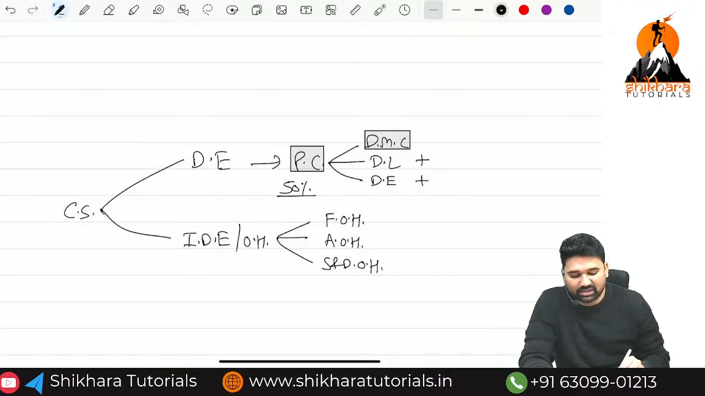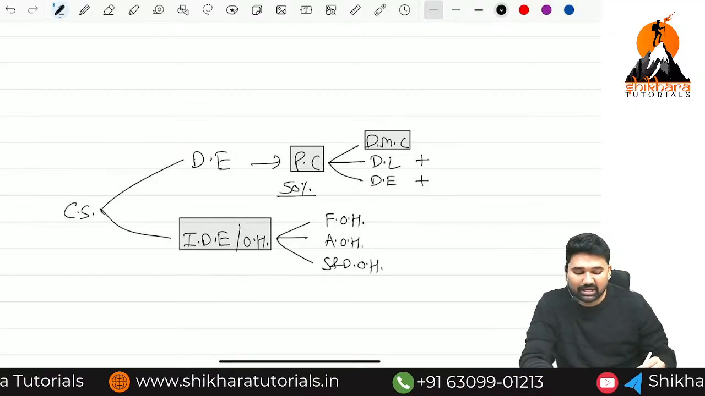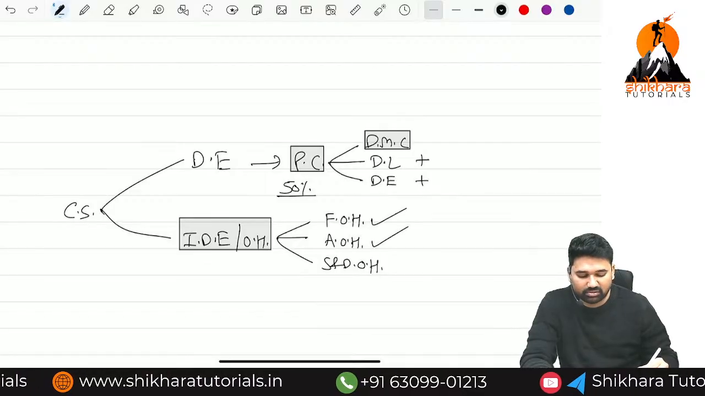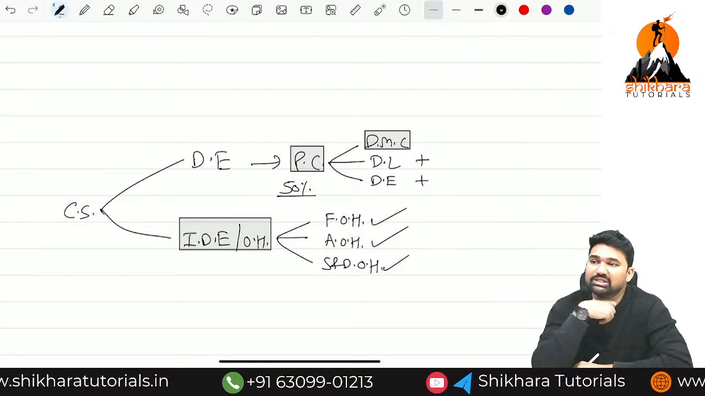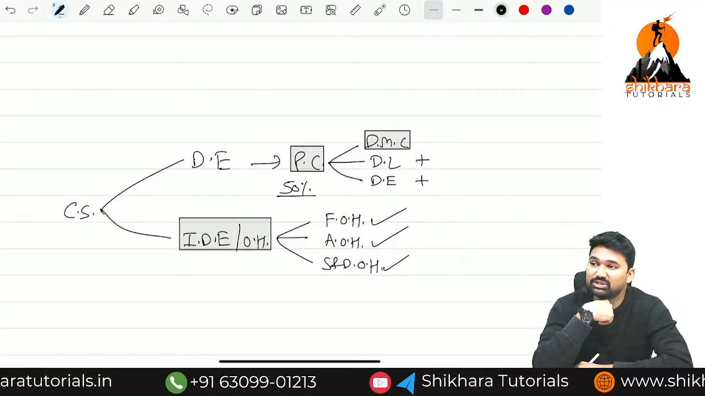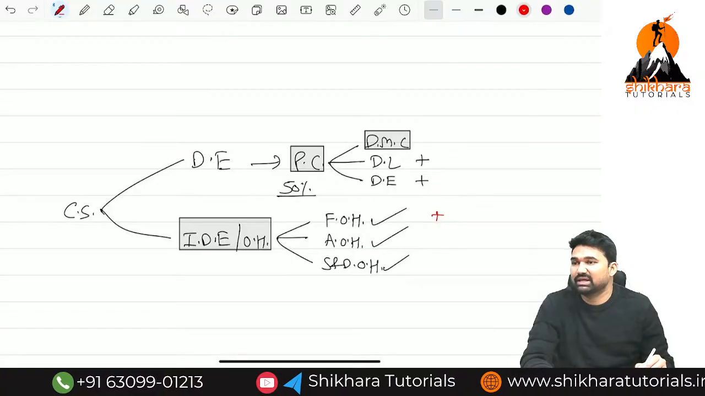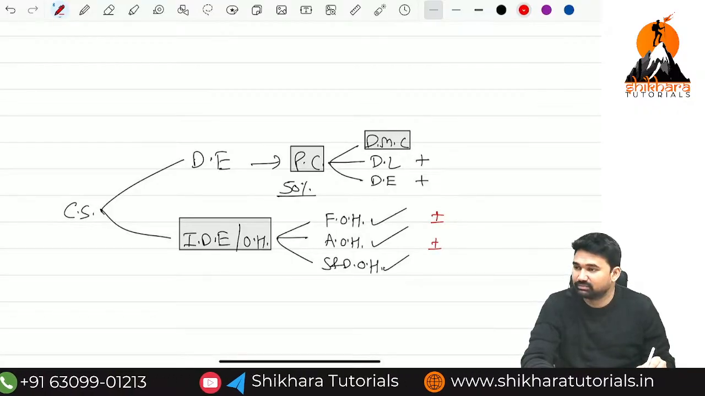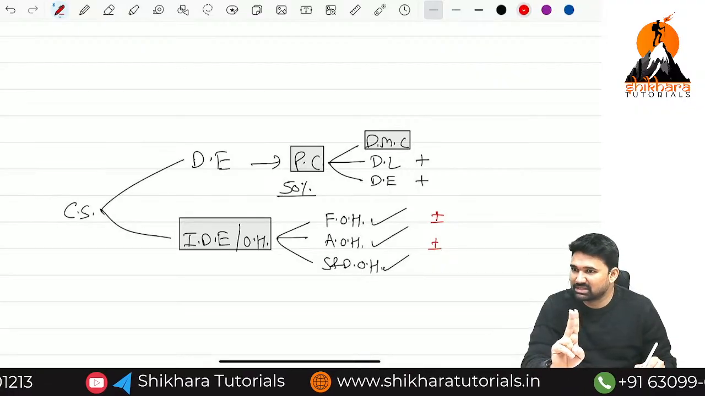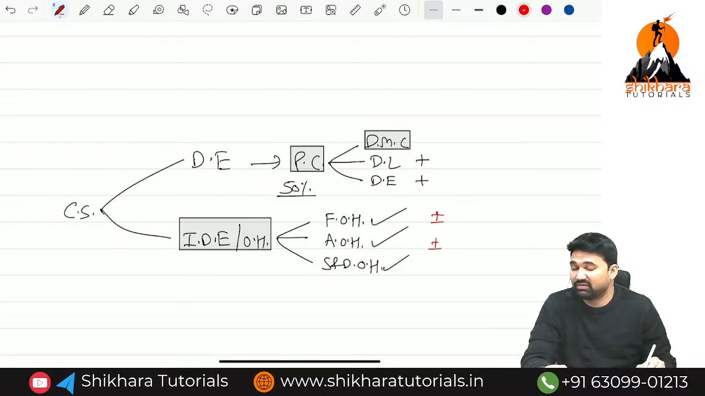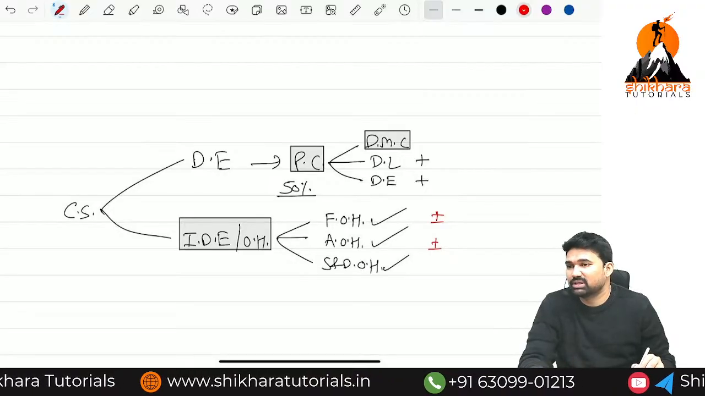The remaining 50% we will deal with indirect expenses, or simply overheads. How many types of overheads are there? Three types: factory overheads, administrative overheads, and selling and distribution overheads. And how many adjustments are there in the cost sheet? Only two adjustments, simply addition and subtraction. And there is no adjustment in selling and distribution overheads. We face adjustments only in two steps: at factory overheads and at administrative overheads.